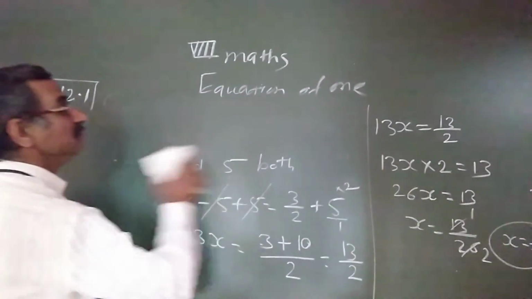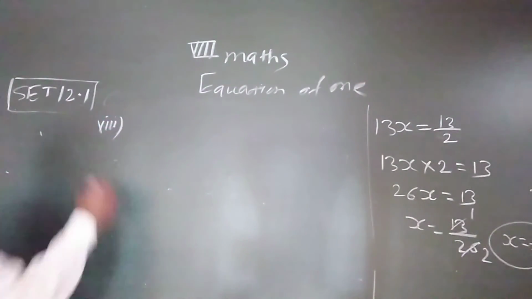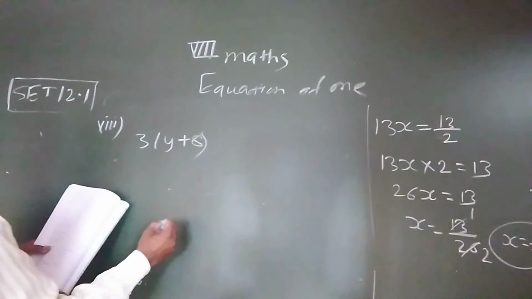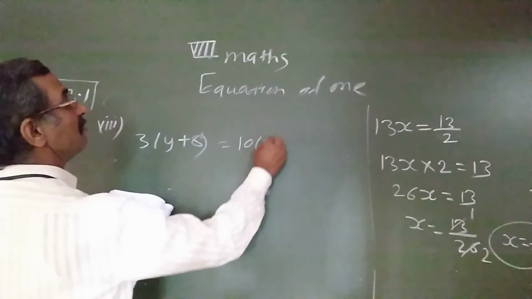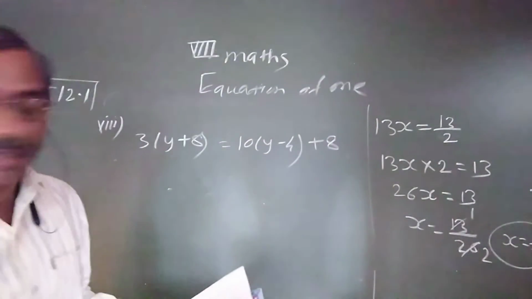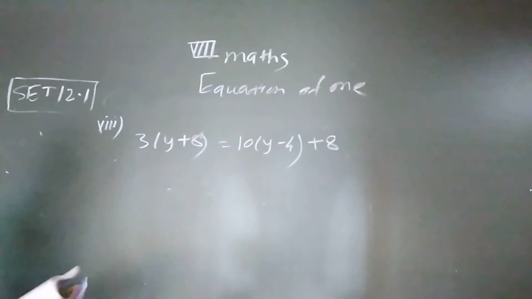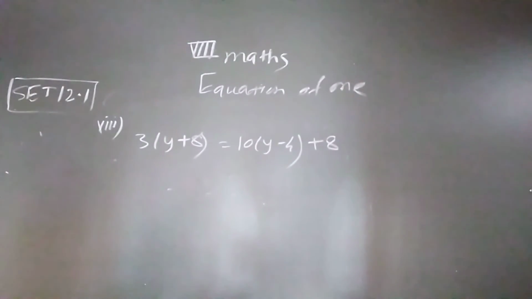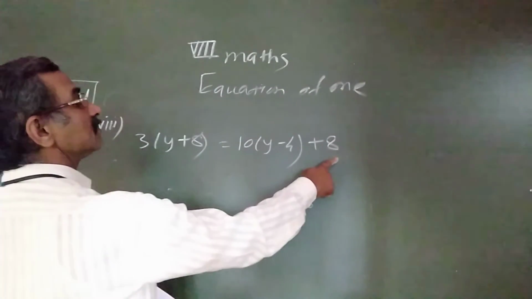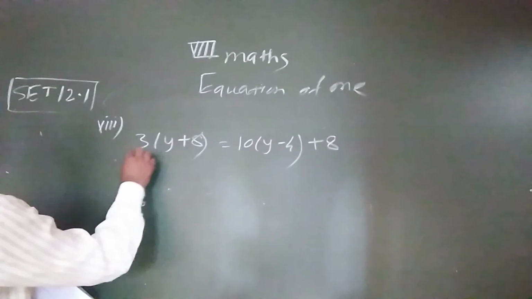Then the next sum of the same type of question. Here the equation is 3(y + 8) is equal to 10(y - 4) plus 8. To solve it, again we use the same method. Firstly, we find which terms are to be eliminated. Here we are going to eliminate this plus 8, so firstly we solve the brackets.